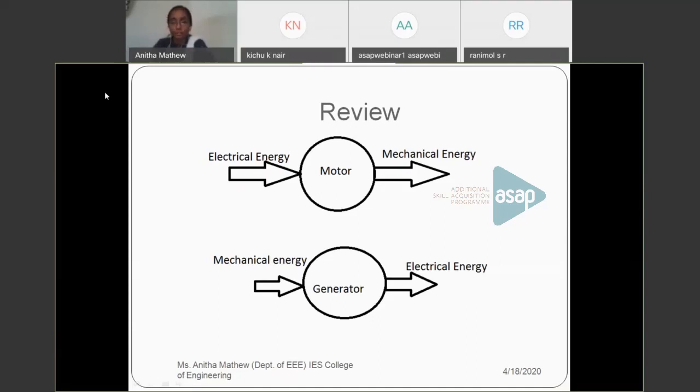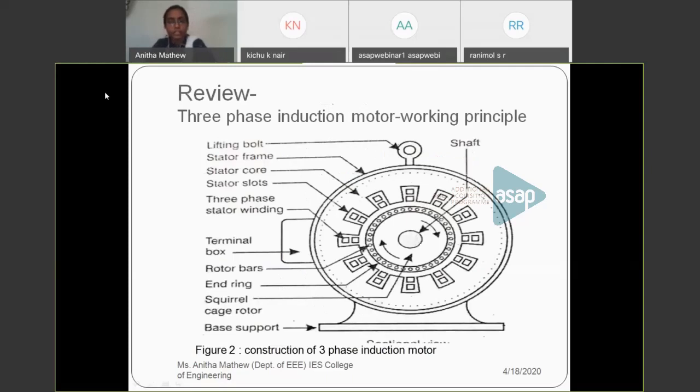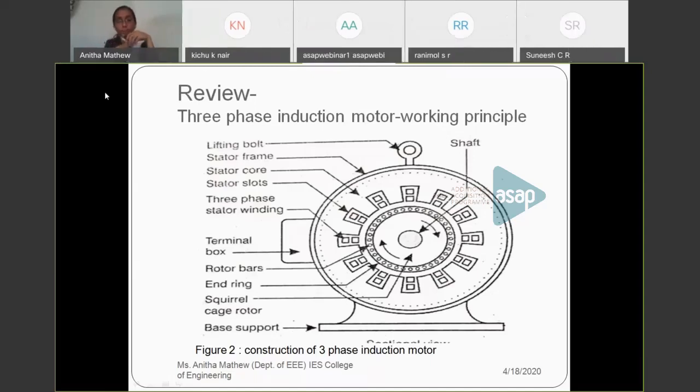Now we are moving to the three-phase induction motor working principle. The basic construction of an induction motor is shown in this figure. Mainly, there are two parts. First one is the stator, and the second is the rotor. The stator comprises the stator frame, stator core, and stator slots, and in these slots, the three-phase stator winding is placed.